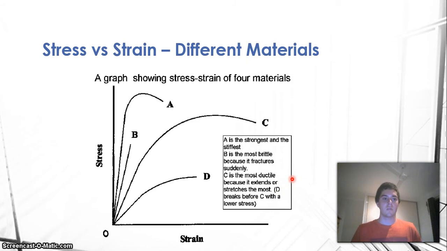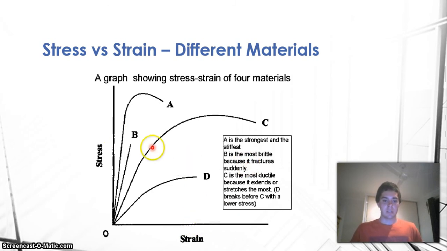Here's a figure which illustrates stress and strain with different materials. Material A is the strongest and stiffest material. We know this because it undergoes a lot of stress with a high load and hardly has any strain, therefore it doesn't stretch or compress much at all.